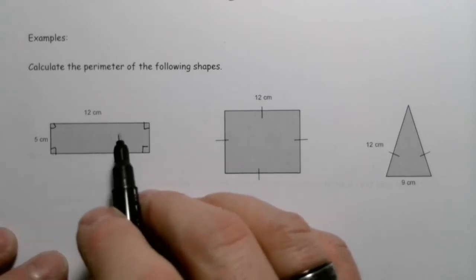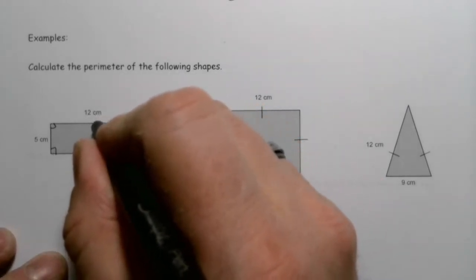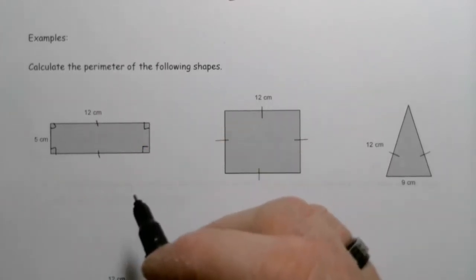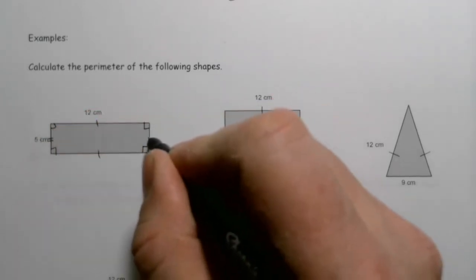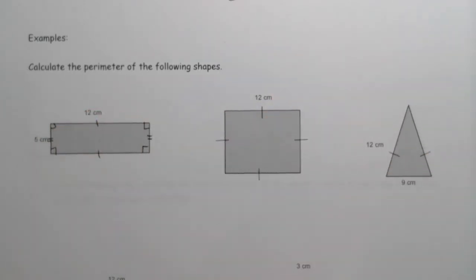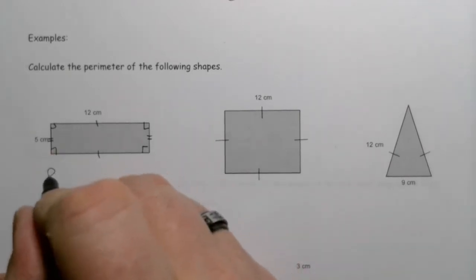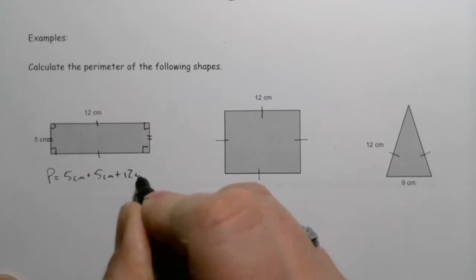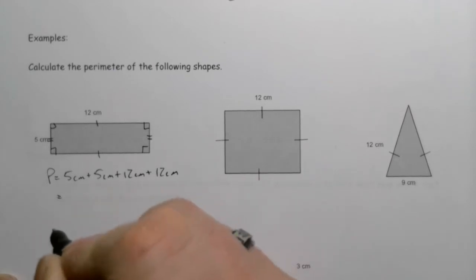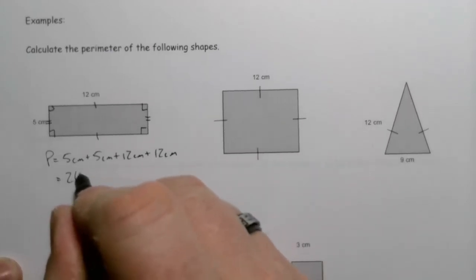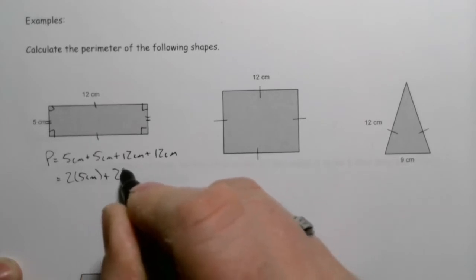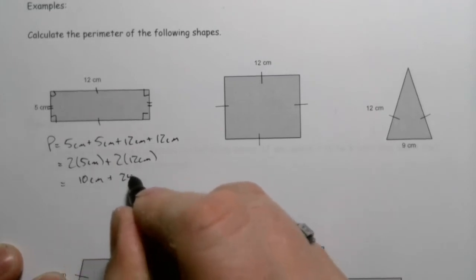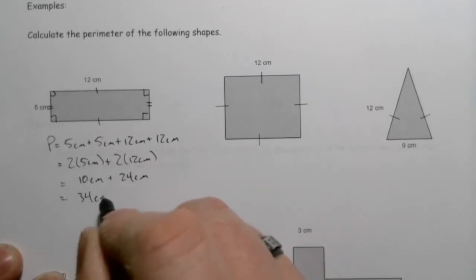Now, making that assumption, I know that if the length here is 12, so is the side opposite. I use those little lines to indicate that those two side lengths are the same. And over here, this is 5, so I might put a little notch there to show that these two sides are the same. So my perimeter is going to be 5 centimeters plus 5 centimeters plus 12 centimeters plus 12 centimeters. And in fact, we can be a little bit lazier than that: 2 times 5 centimeters plus 2 times 12 centimeters. That gives me 10 centimeters plus 24 centimeters, or a total of 34 centimeters to go all the way around.